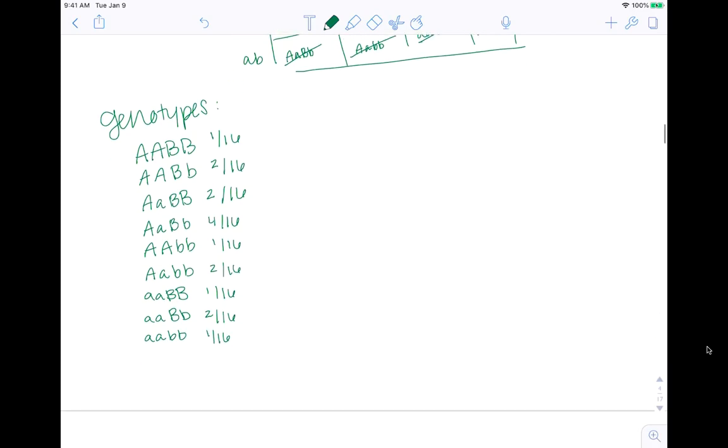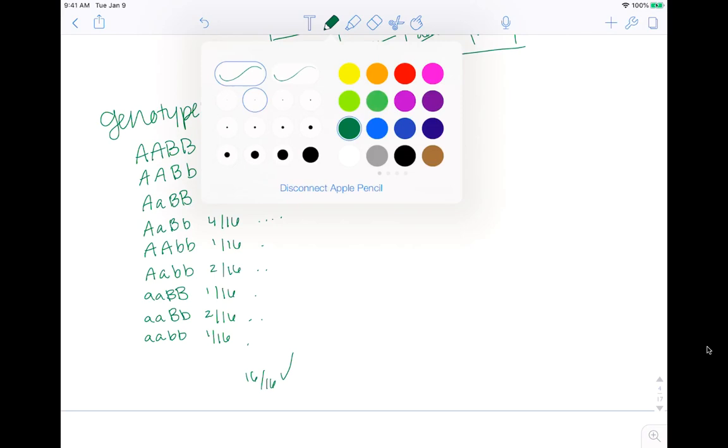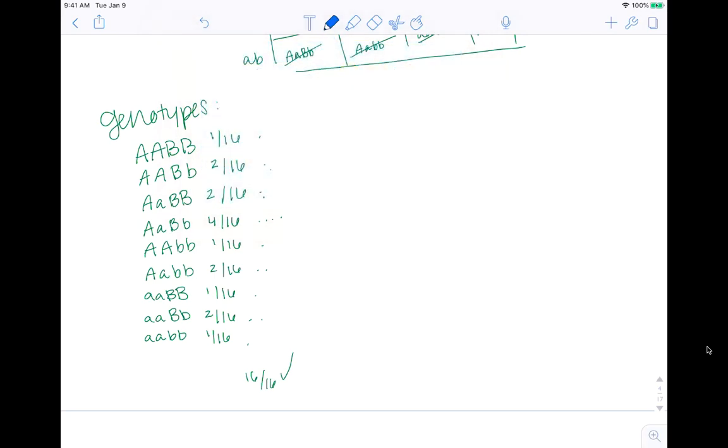Then to make sure that you've finished, you just add them up. So you've got 1, 2, 3, 4, 5, 6, 7, 8, 9, 10, 11, 12, 13, 14, 15, and 16. So 16 out of 16 means that we did it correctly. The next part would be to do the phenotype. I didn't give you any parameters for that, but you can still identify what they are.